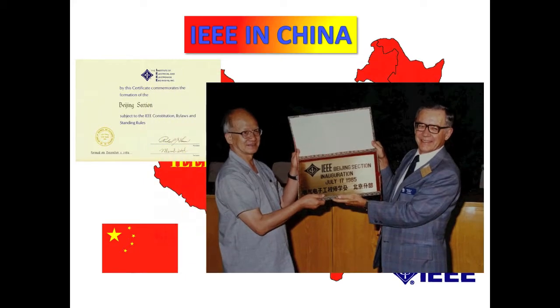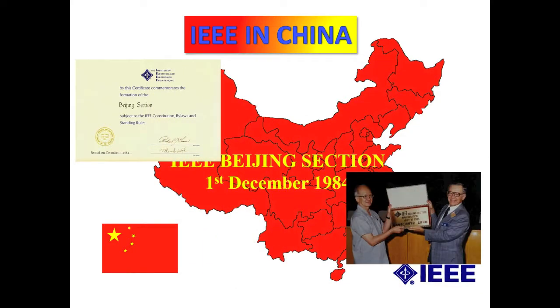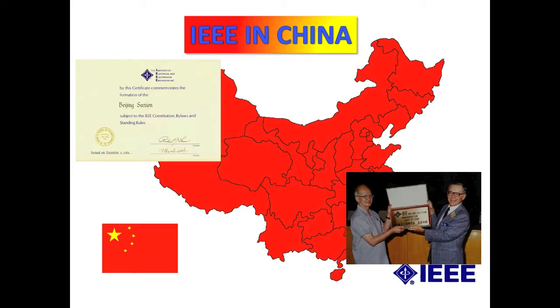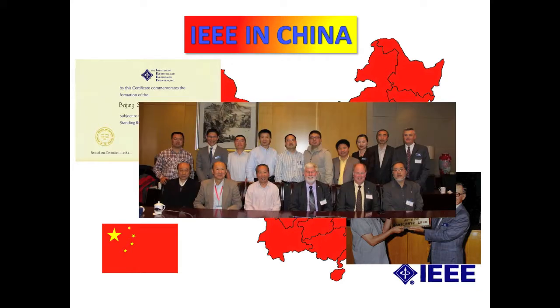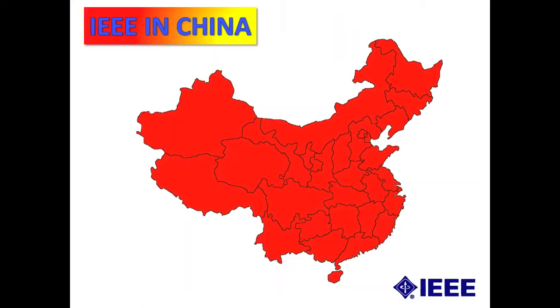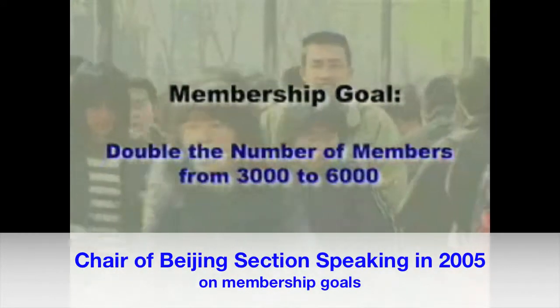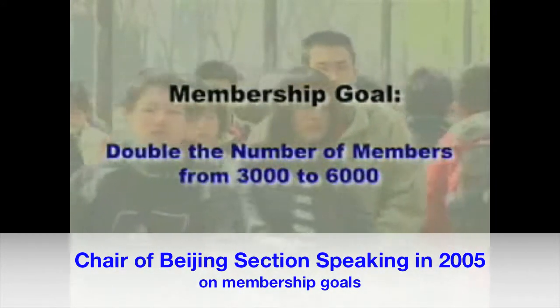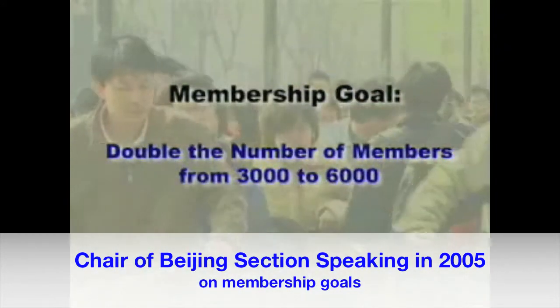With growing number of members across China, it became evident that more sections were needed to service members concentrated in different parts of China. Seeing this need, the chair of Beijing section in 2005 expressed the determination to establish seven more sections in China. IEEE members in China from the current 3,000 to at least 6,000.